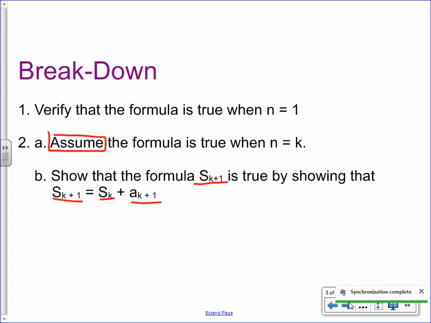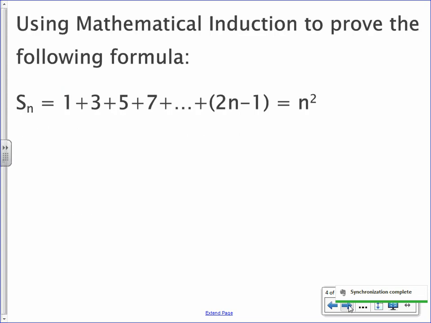You ready? Here is our first formula that we're trying to prove. This is saying the sum of the sequence 2n minus 1 equals n squared.